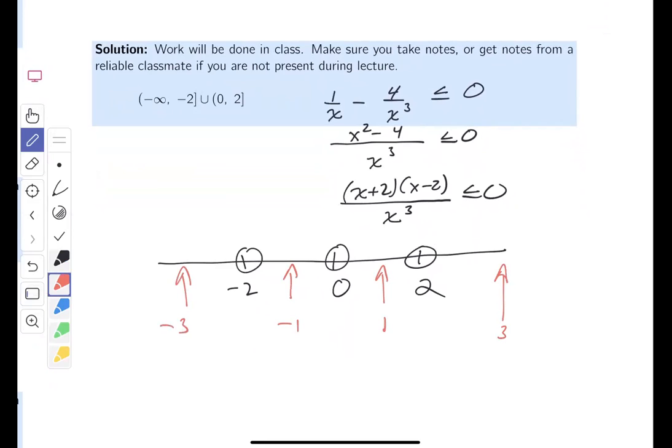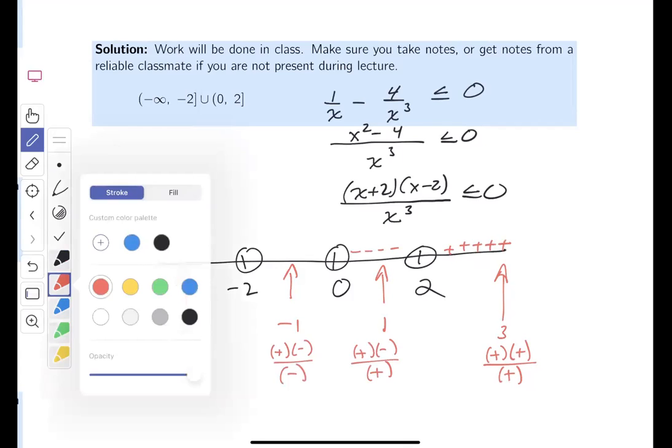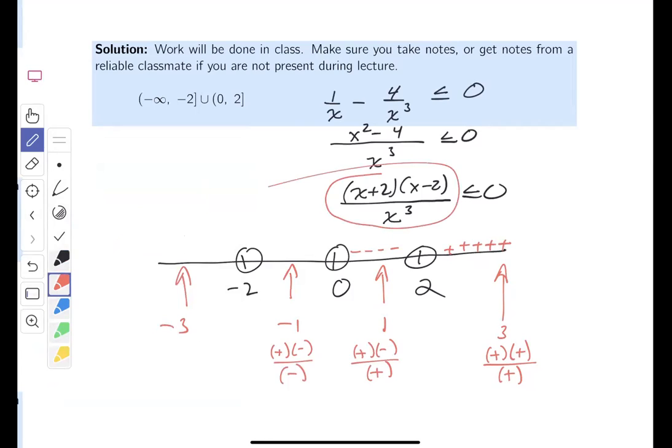Let's plug it in. Do 3 first because I think it's easy. You would get plus, plus, plus. Everything is positive. Let's try 1. Plus, negative, positive. Overall negative. Let's do minus 1. Plus, minus, minus. Again, I want to point out we're plugging it in right over here. That's all we're doing, plugging it in. Signs, not doing the numbers, just signs. What do you get there? A negative divided by negative, which is a positive.